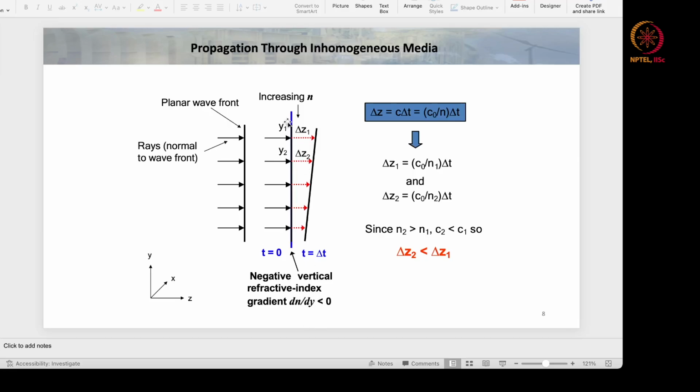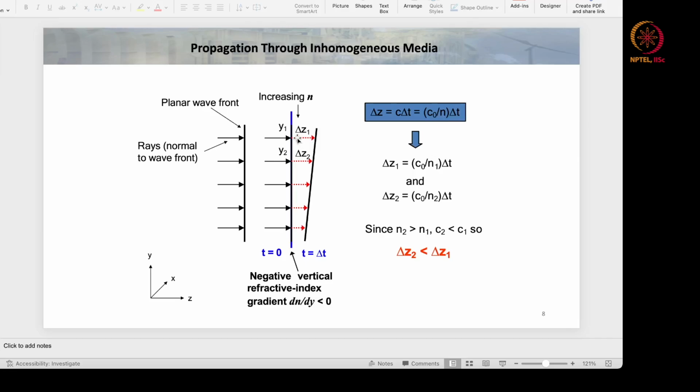Now if you look at the top ray, or any ray as a matter of fact, it traverses some distance delta z in a small period of time delta t. Now delta z is given as c times delta t, where c is the local velocity of light in that medium at that particular location. So in other words, c is c naught by n, where n is the local value of the refractive index, and c naught is the velocity of light in vacuum. This is multiplied by delta t.